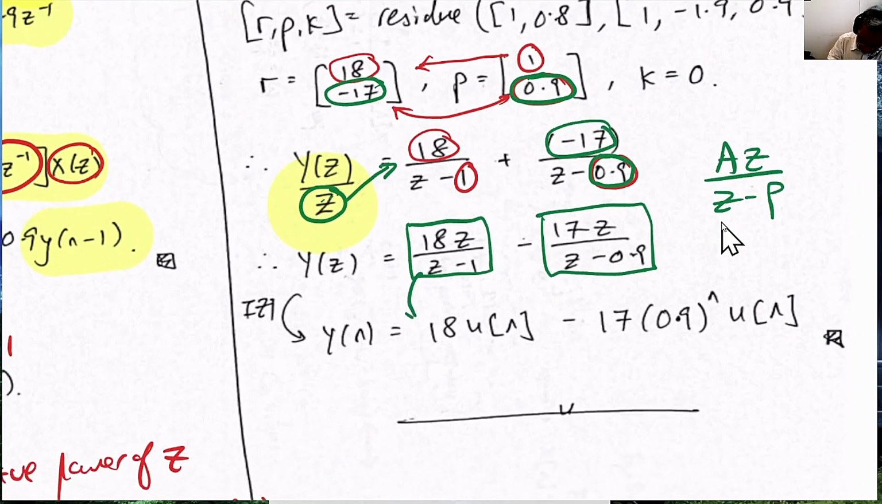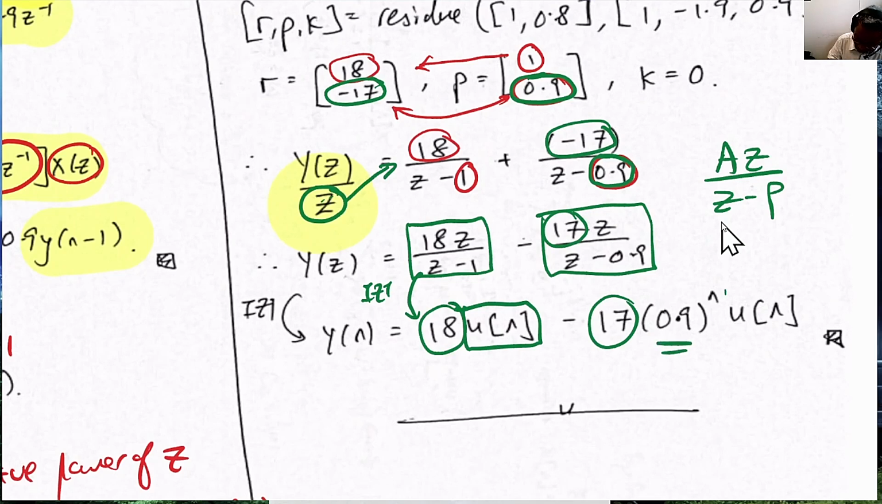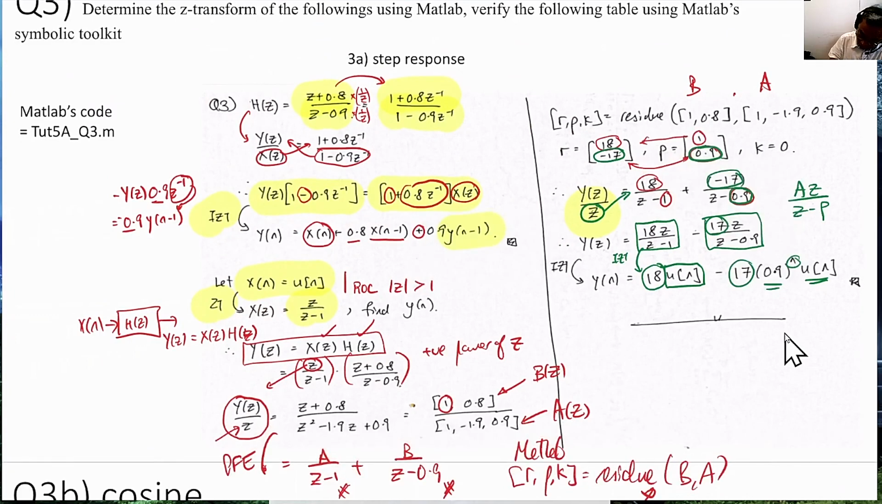Now finally, when we perform the inverse z transform, the 18 goes out, z over z minus 1 is simply u[n], minus 17 comes out here, z over z minus 0.9 is simply 0.9 to the power of n, and because the signal is causal, it is u[n], because the ROC is greater than 1 or 0.9 in this example. So this is the closed form solution of y[n].